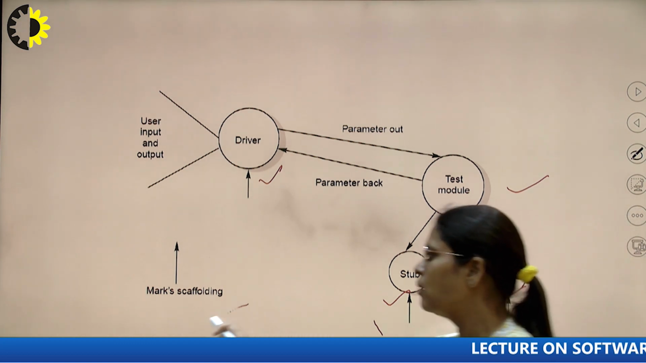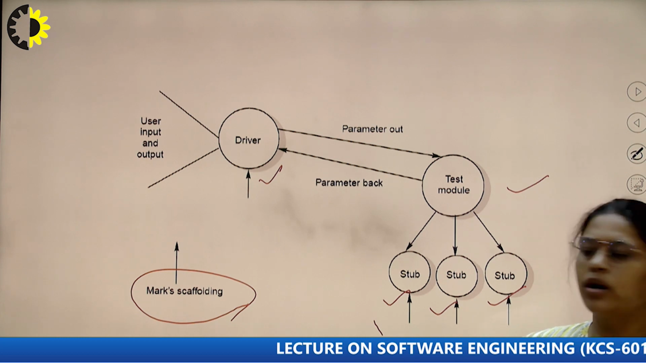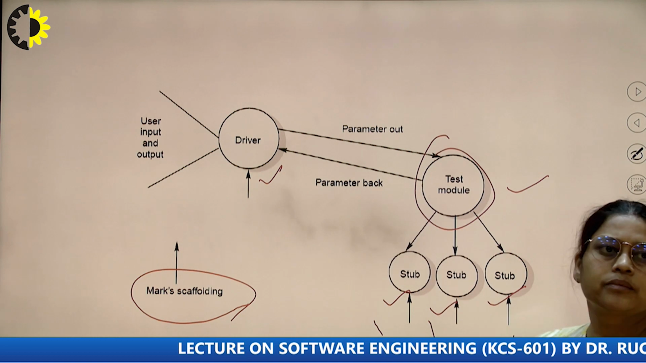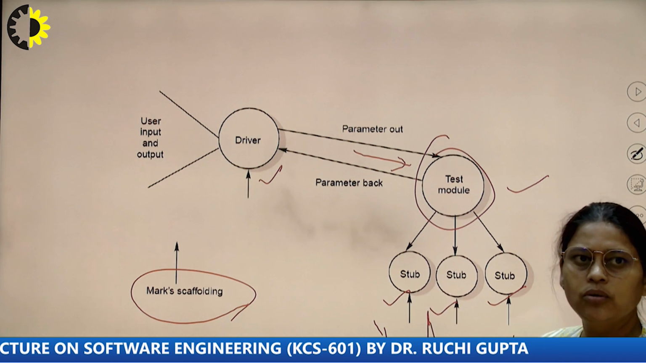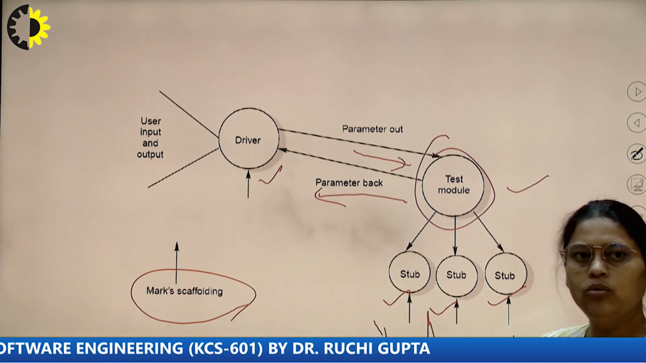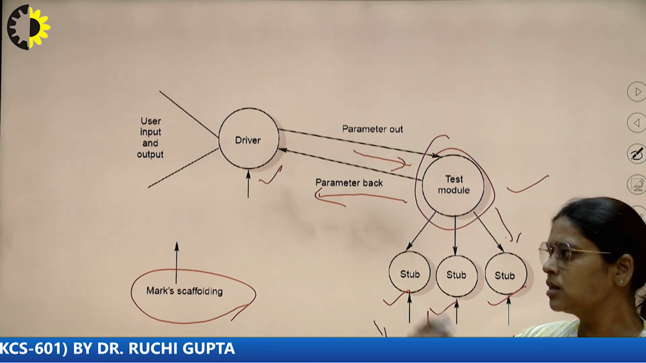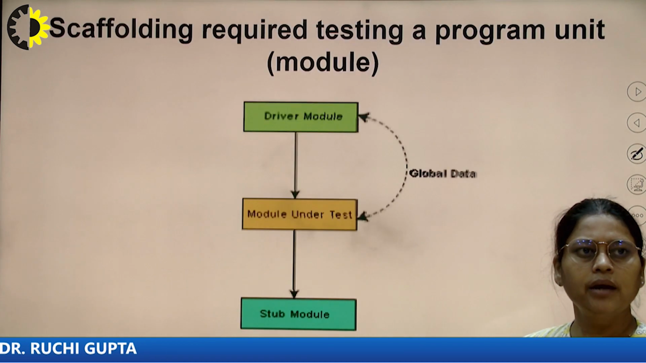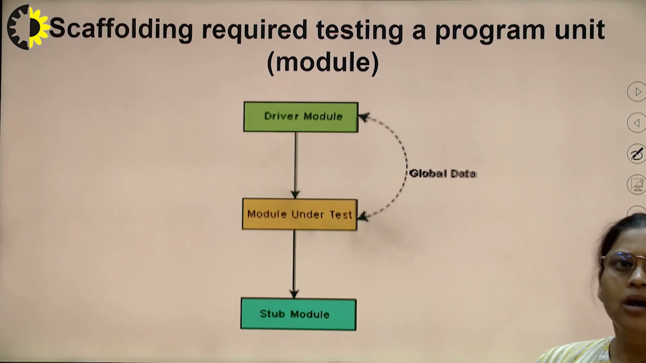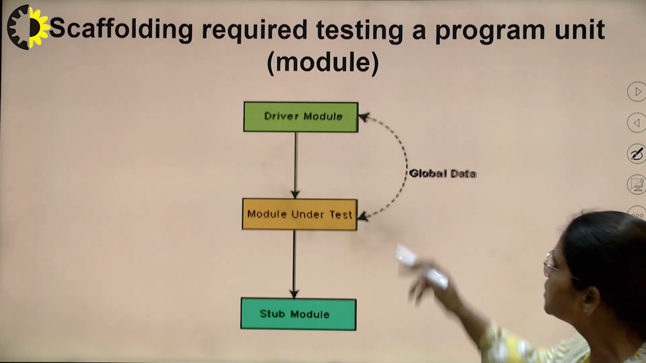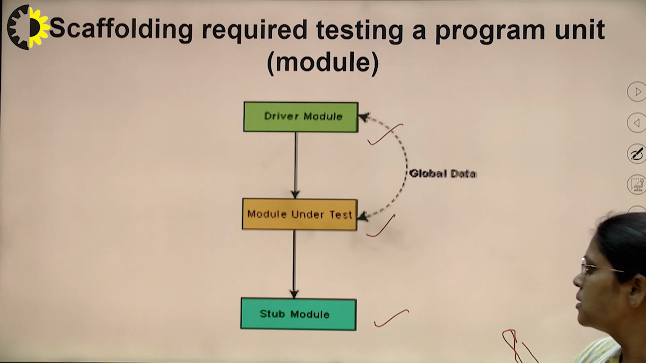And there is some scaffolding here, because we have to do some extra coding to test this single module. The parameters are passed from the driver to the tested module, and the results go back to the driver module. Similarly, the tested module passes some data items to the stub modules. This is the interaction between the user input and output. So this is the scaffolding required for testing a program unit. This is our driver module, this is our module under test, and this is our stub module.